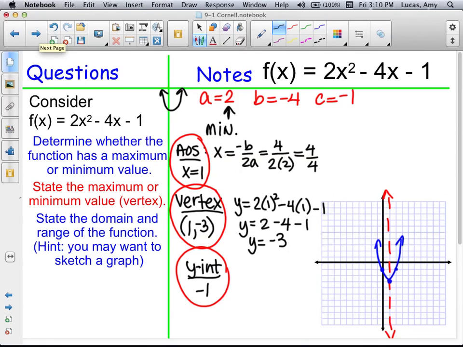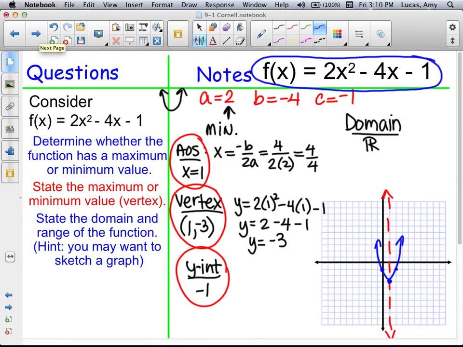The domain on this problem, just like on the last one, the domain is all real numbers. You can put in anything you want for x, and you're going to be able to solve it. This function right here does not have any restrictions on what you can put in for x. You would be able to square, you would be able to multiply, you would be able to add or subtract, so no restrictions at all.